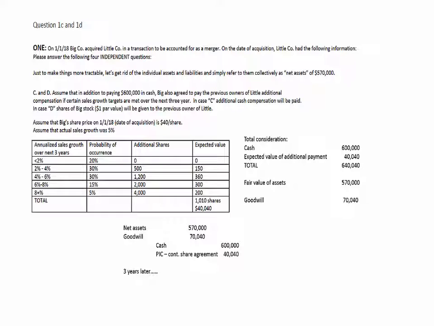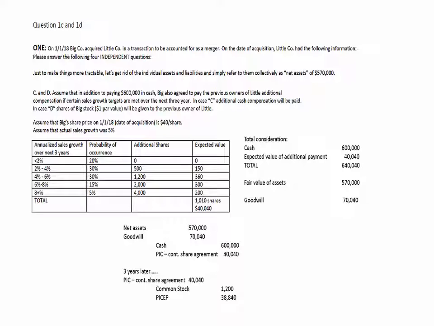3 years later, when we meet that 5% sales growth target, we see that we're going to give out 1,200 additional shares of stock. So we'll get rid of that paid-in capital contingent share agreement, issue 1,200 shares of common stock with a $1 par value, and the remainder of that $40,400 is paid-in capital in excess of par.